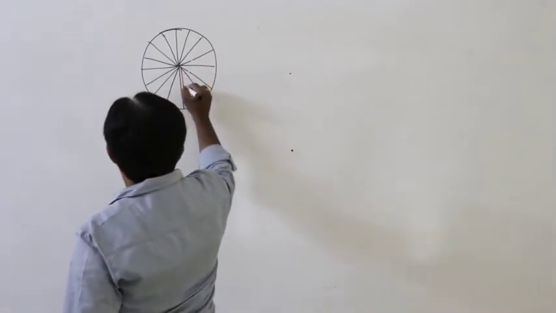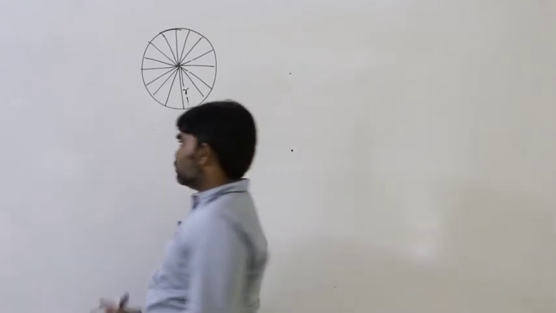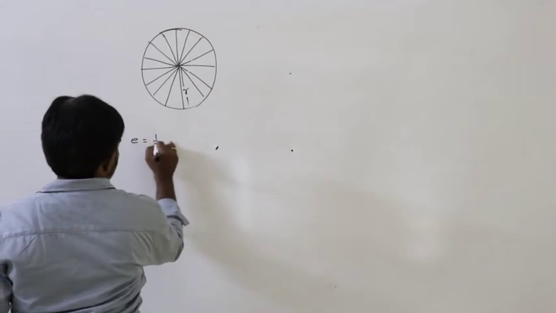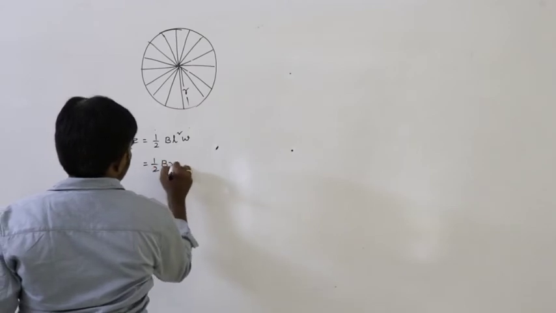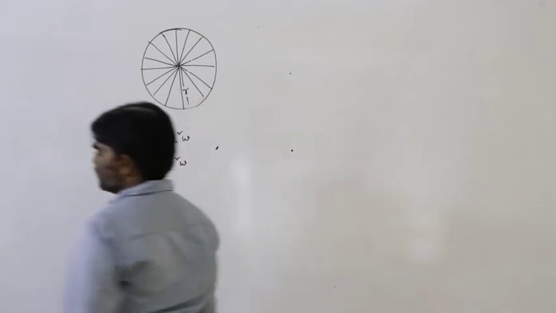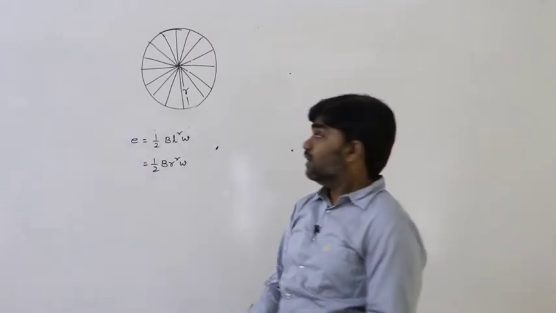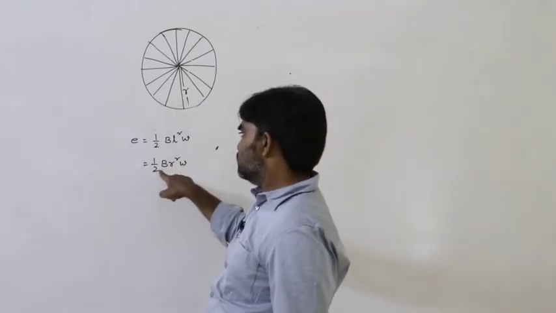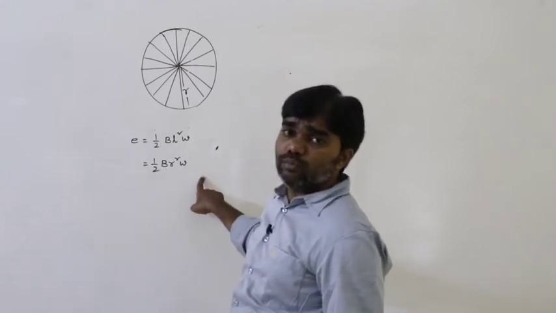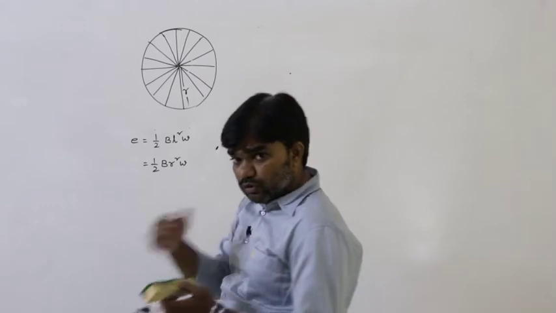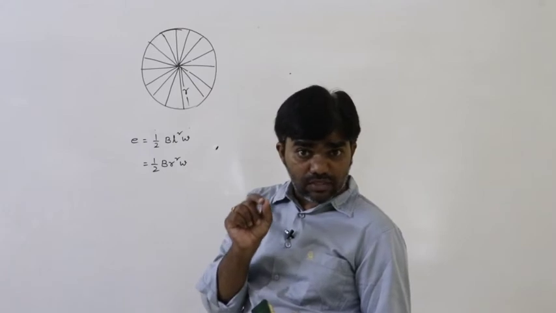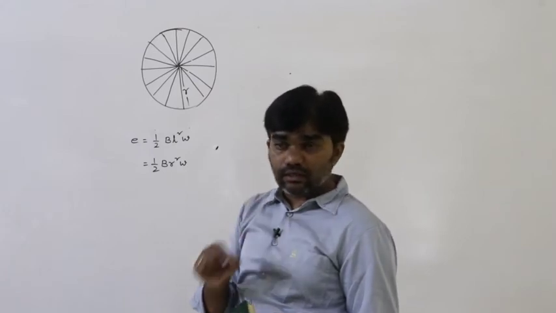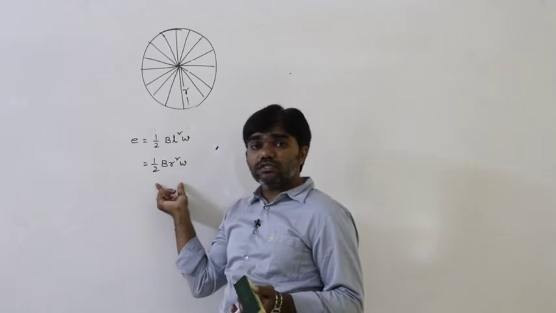The length of the conductor here is nothing but the radius. Radius is the length of the conductor. The EMF induced is the general formula half B L square omega, but in place of L I am writing R, because the length of the spoke is R here. That is why E equals half B R square omega. So if a uniform disc is rotating in a uniform magnetic field about its center, the EMF induced is half B R square omega.